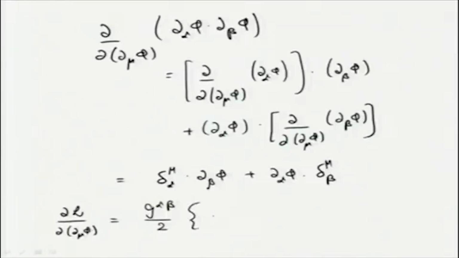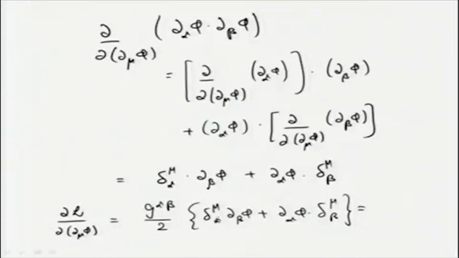So, that is delta mu alpha dou beta phi plus dou alpha phi delta mu beta. Taking all these contractions, now again there is only one free index. Alpha, beta are dummy indices contracted, and on the left hand side we have only one free index. So, it all agrees. Now, let us put this g alpha beta and multiply the first term with that.